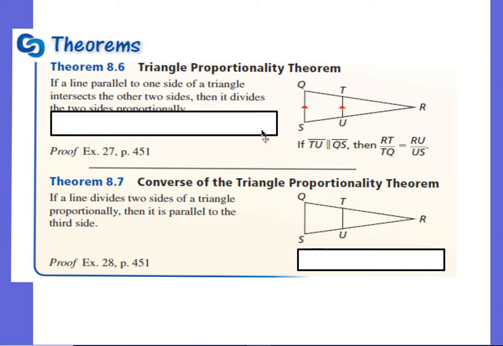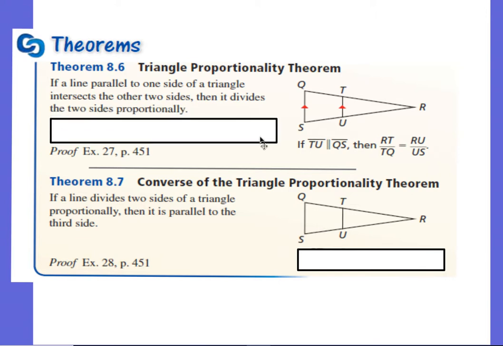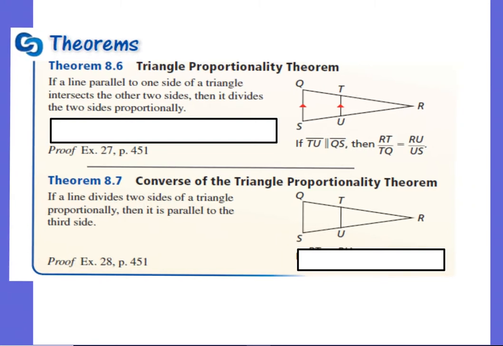is to US. And so if you have some colors and you're following along with your notes, I like to make these a little bit color-coded here. RT is to TQ, and let me change colors, just as RU is to US. So pink is to pink as blue is to blue.